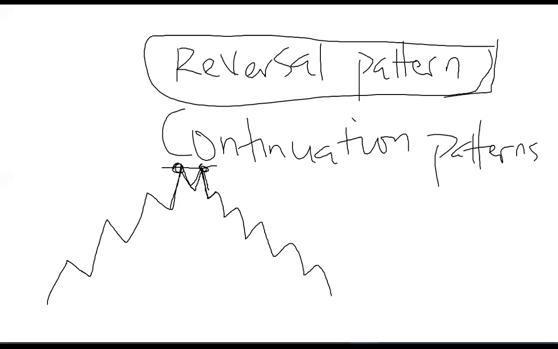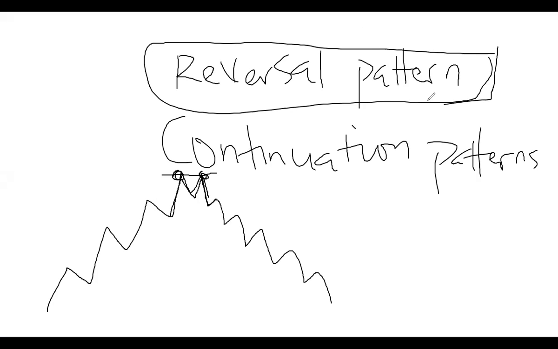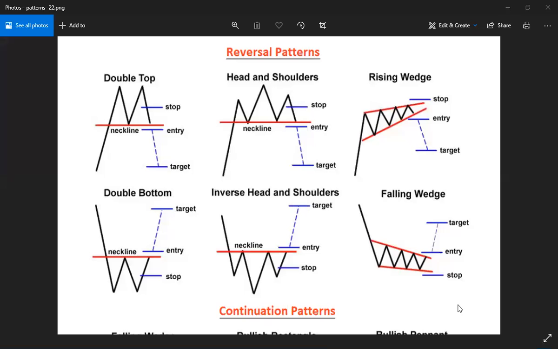I will go back to sharing them one more time before we close this section and we start the second section. Reversal patterns are patterns that, when they show, give you a signal that the market is about to change direction. An uptrend is about to change to a downtrend, and a downtrend is about to change to an uptrend.